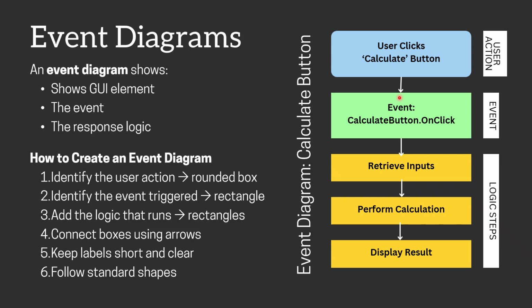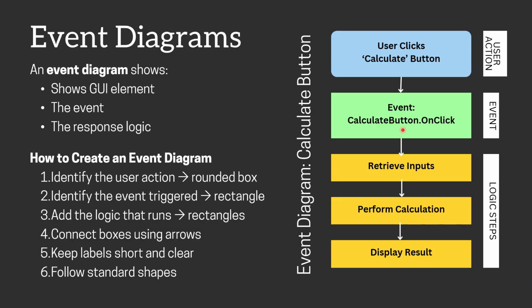Now, the thing is, you want to keep your labels simple. Each box should contain only a short phrase. So you want to avoid long explanations inside of the shapes. Some good examples of that would be user clicks login, or login button dot on click, validate credentials, show error messages.